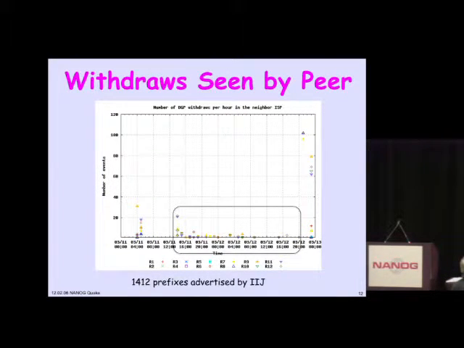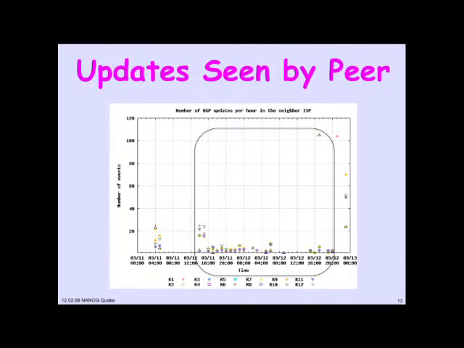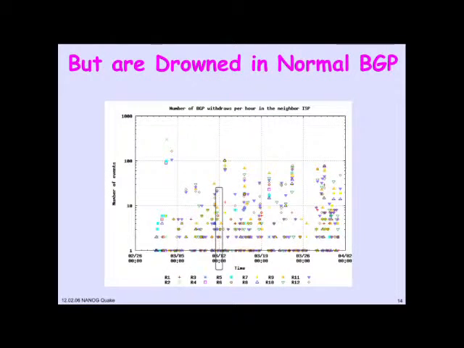So what we see is the event, and then we see a mess of prefixes. Very few get dropped, and there's the restore. The updates seen by the peer are here, and you can see the stuff start to come up. But if we compare it to the rest of what they're seeing in BGP, almost everything is drowned out by just normal BGP noise. So it is not a significant BGP event to them.